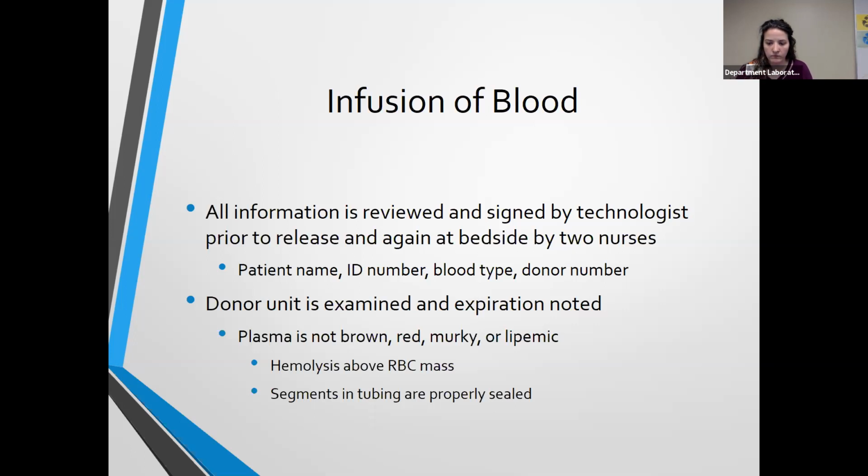It would still be fine if it was green, right? Yeah, it's fine if it's green. That just indicates that the donor was on some type of acceptable medication.